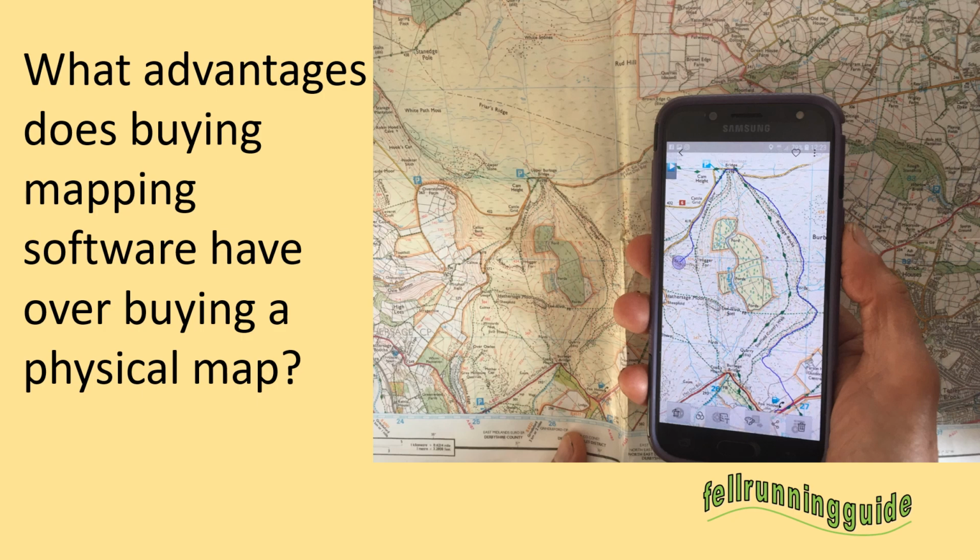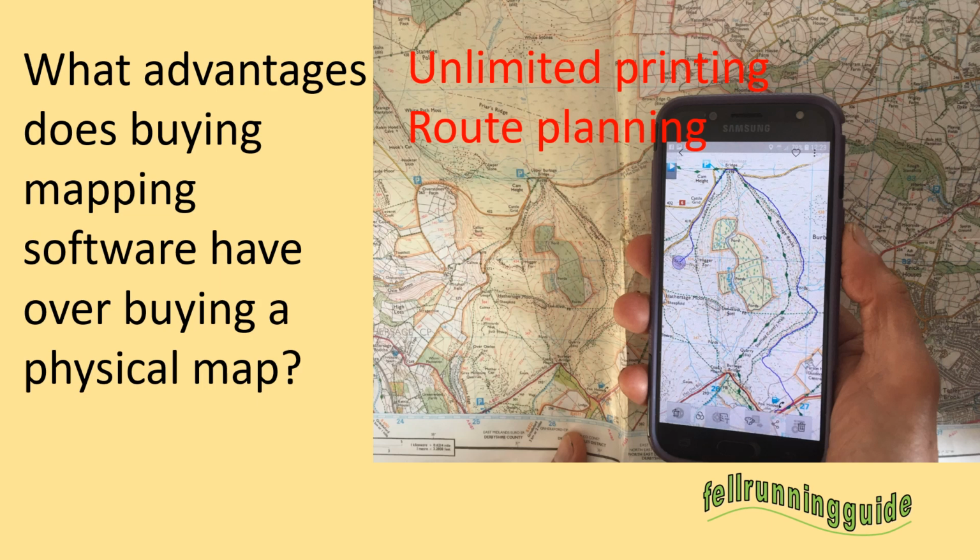Okay, next question. What advantage does buying mapping software have over buying a physical map? Well, one good thing is printing. If you've got the mapping software, you can print out particular bits of map. You can print them out as many times as you want, and you're not just reliant on one particular map that might get dog-eared and tired, and you might even lose it. Great for route planning, so you can plan a route beforehand, work out time, distance, elevation, that kind of thing before you actually go and do it.